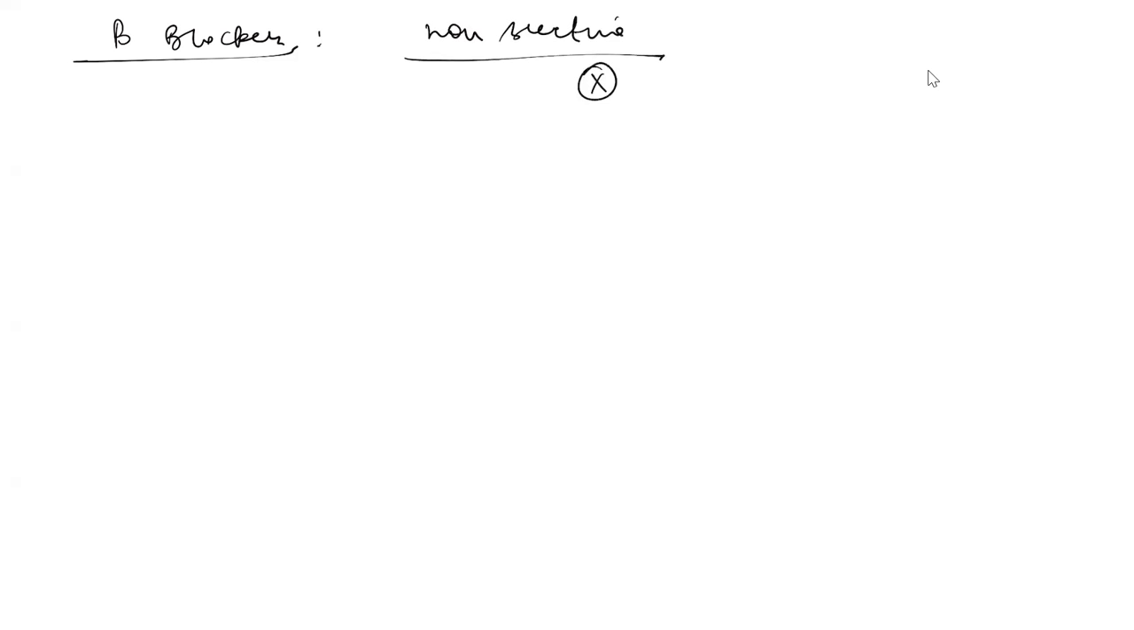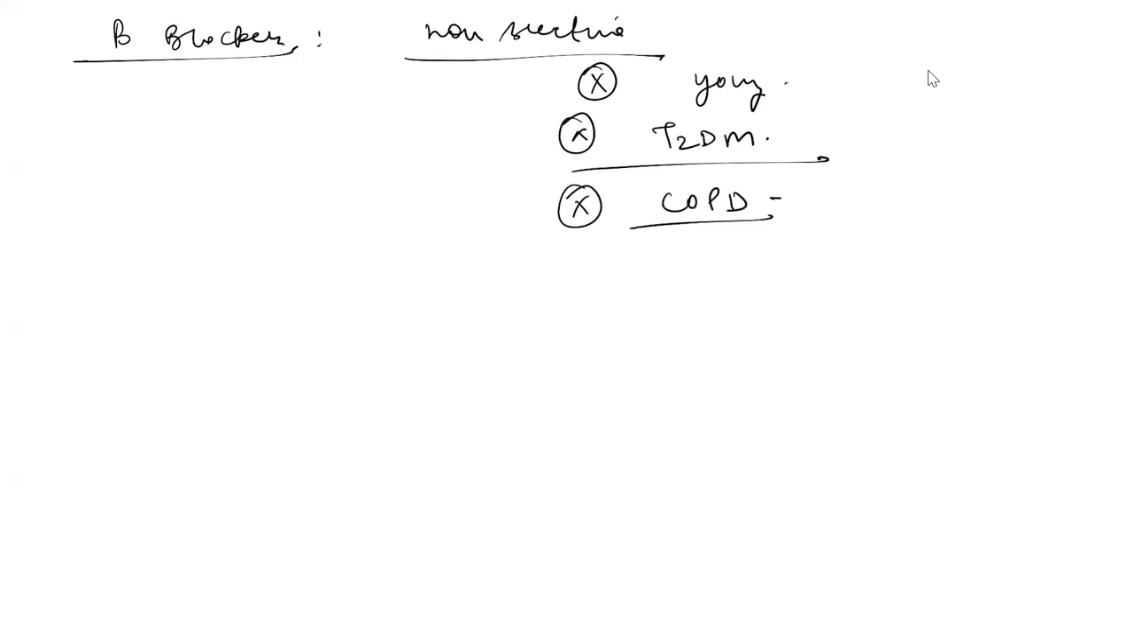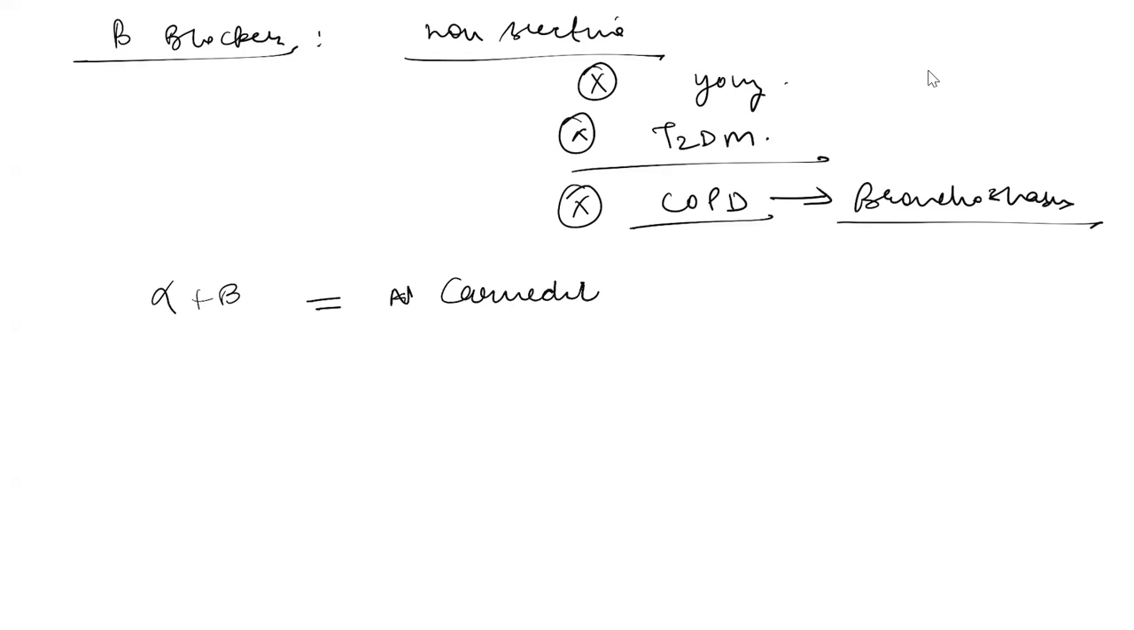should be avoided in young patients, should be avoided in patients of type 2 diabetes, and should also be avoided in patients of COPD, as it can lead to bronchospasm. And in patients of diabetes, it would lead to masking of the signs and symptoms of hypoglycemia. We can also use alpha plus beta blockers like carvedilol or labetalol.